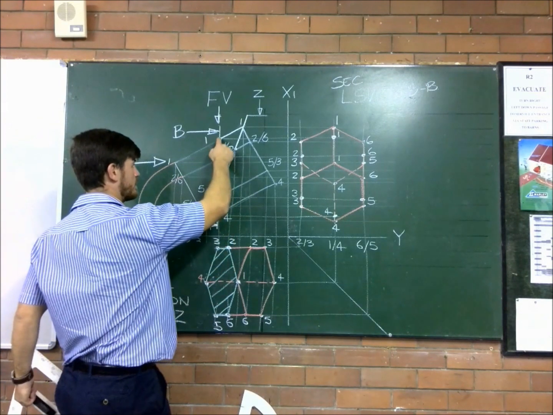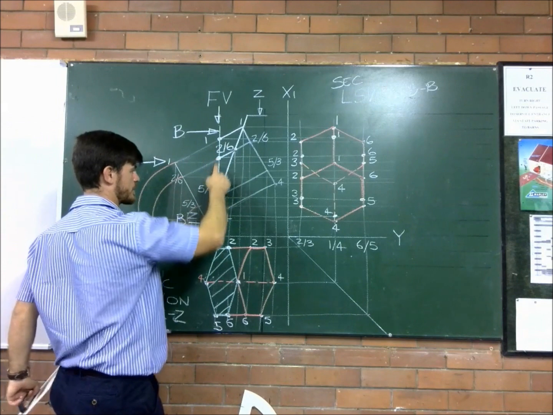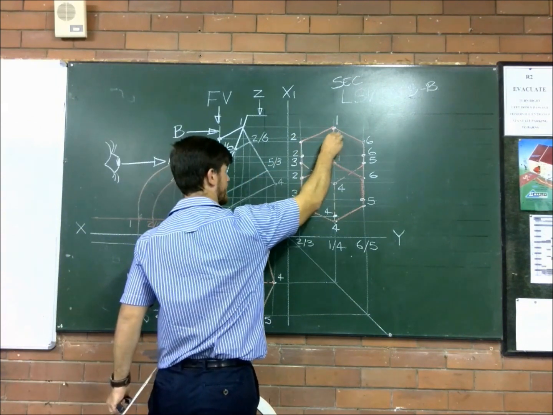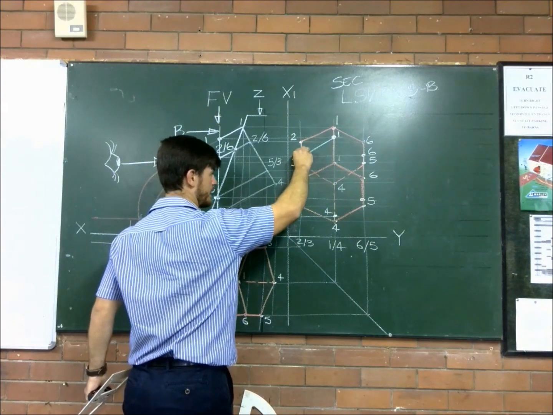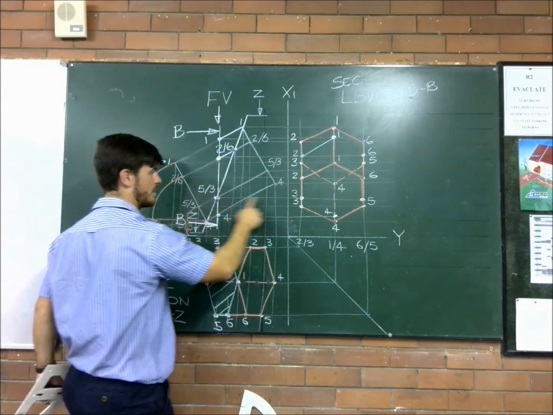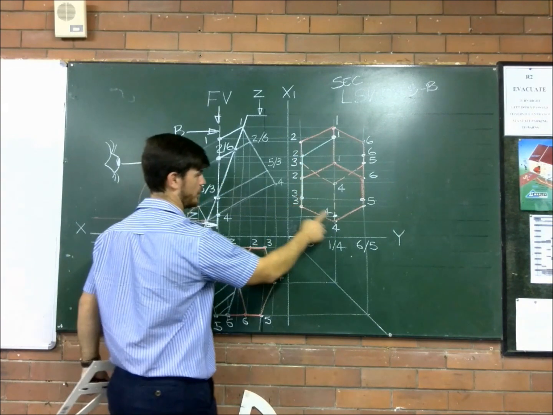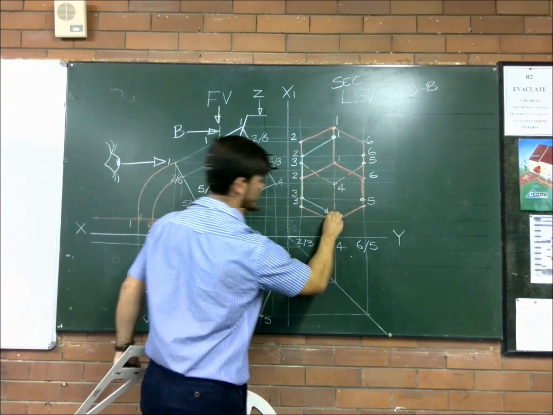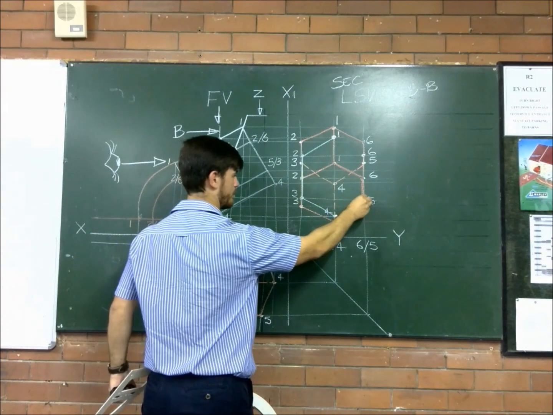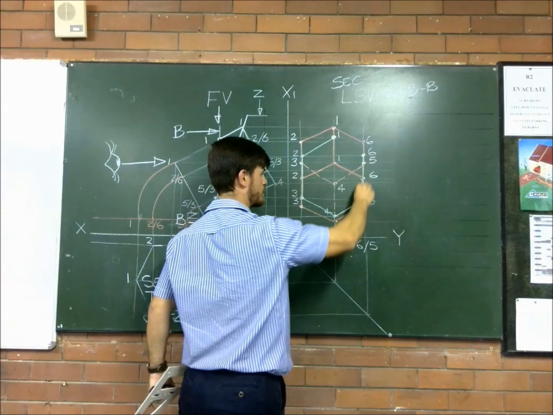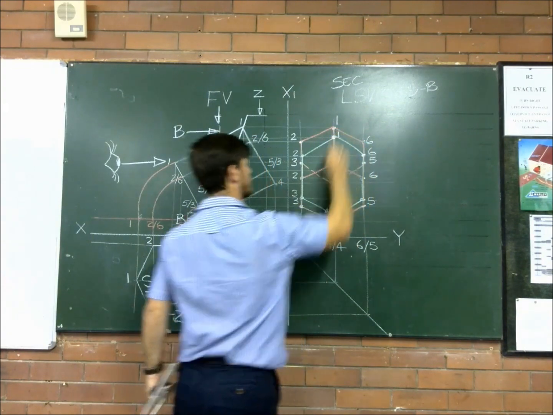We know that 1 connects to 2, connects to 3, connects to 4. So let's follow it. 1 connects to 2, connects to 3. Which 3? Let's follow it carefully. There it is over there. It's all the way down. Connects to 4, connects to 5, connects back to 6, in line with 2, connects back to 1.